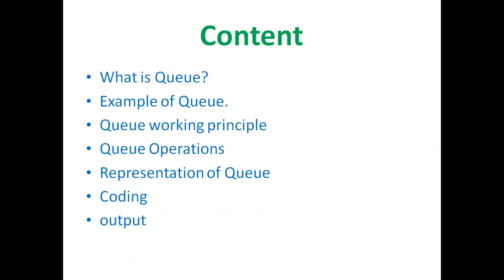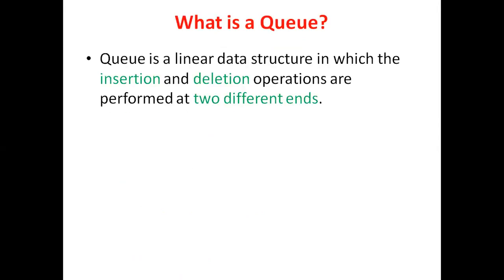Coming to the first point, what is a queue? A queue is a linear data structure in which the insertion and deletion operations are performed at two different end positions. So a queue is one of the linear data structures. We can perform two operations: the first one is insertion, the second one is deletion. These two operations we can perform at two end positions.